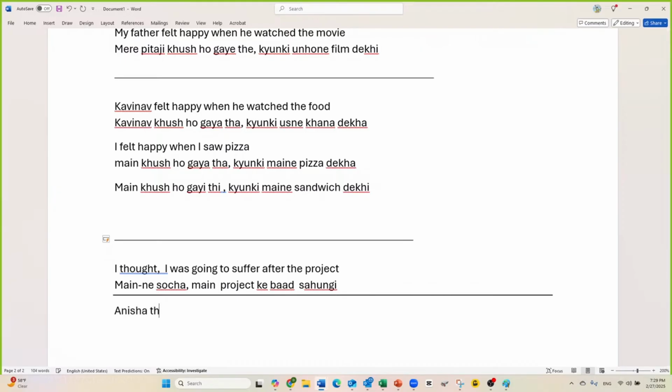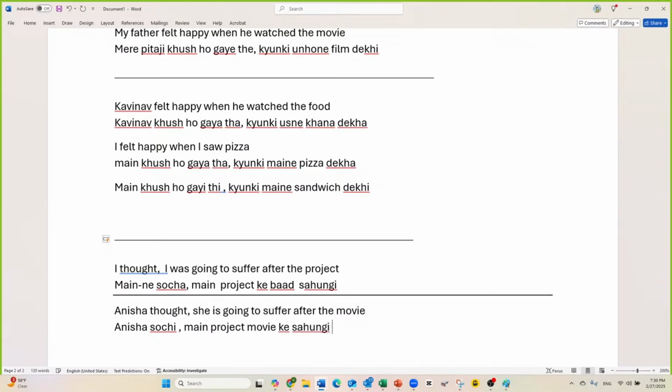Anisha thought she is going to suffer after the movie? Anisha, सोची मैं project के बाद सहूंगी. Wait, no, after movie. Oh wait, movie के बाद सहूंगी. Very good. Movie के बाद सहूंगी.